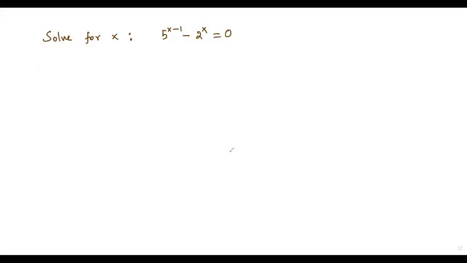Here we have to solve for x in the given exponential equation. In the given exponential equation, there are two terms which contain the variable x as the exponent. So whenever in an exponential equation there are two terms which contain the variable as the exponent, maybe we can keep one of the terms on the left side and the other term on the right side.